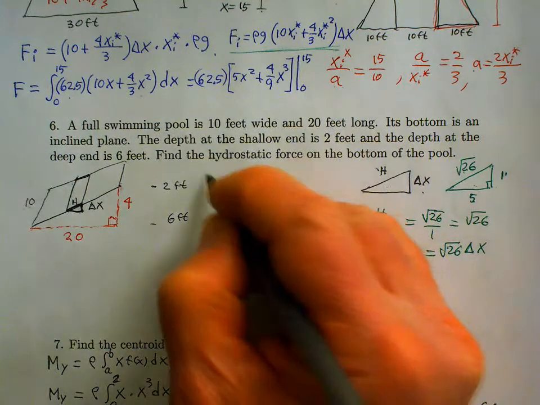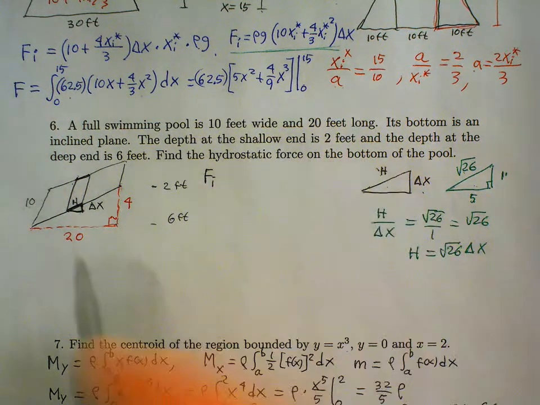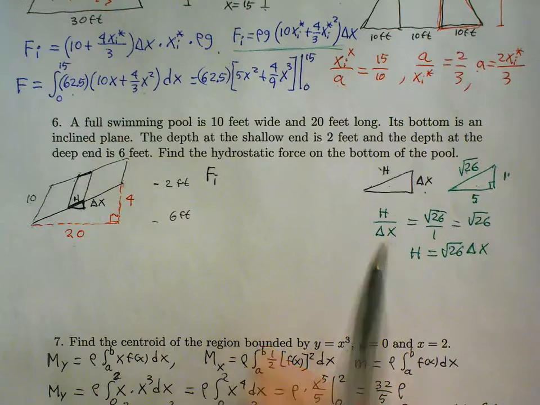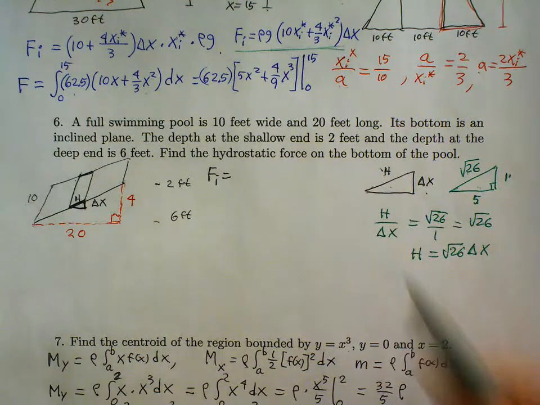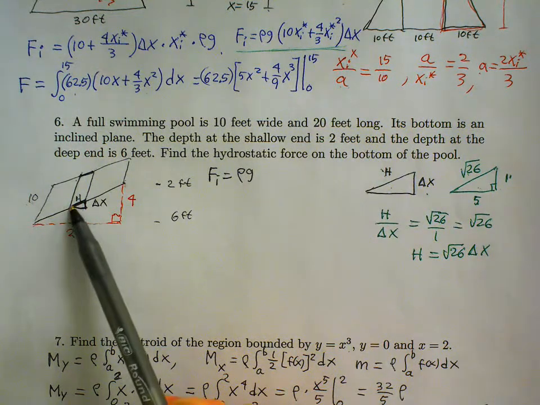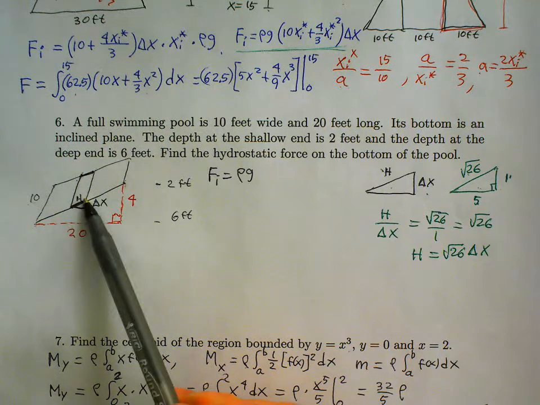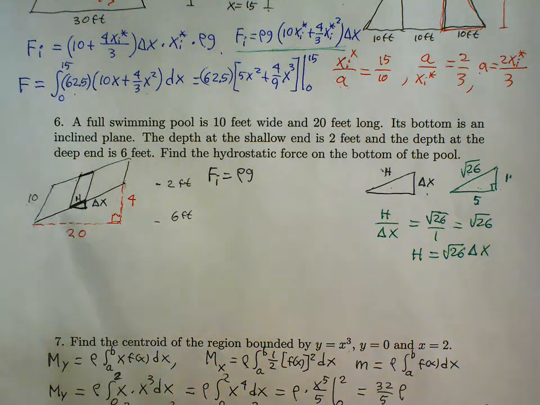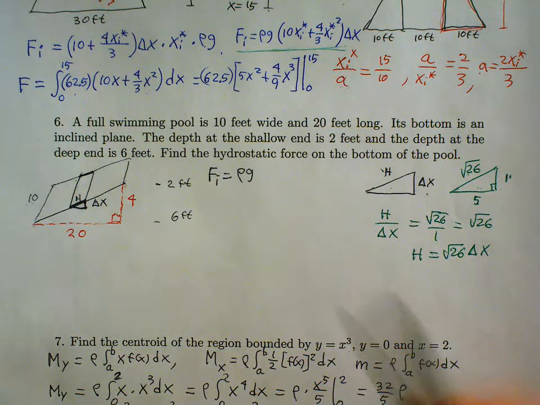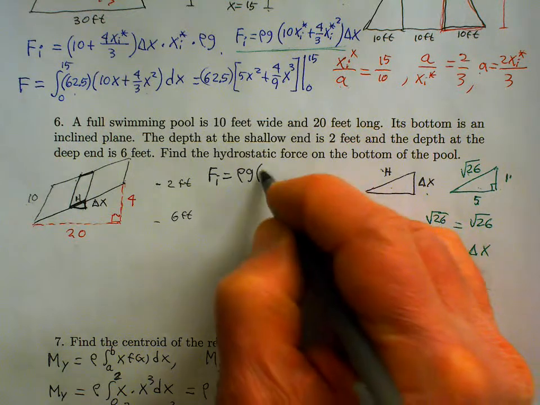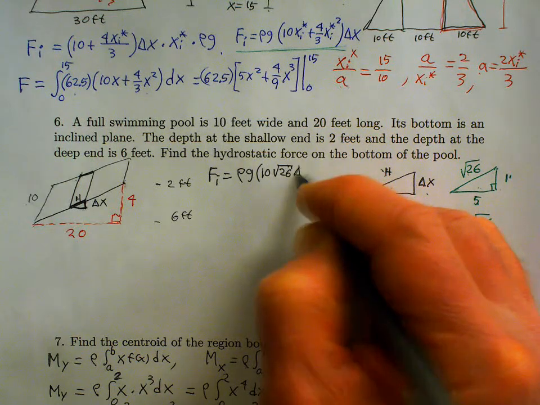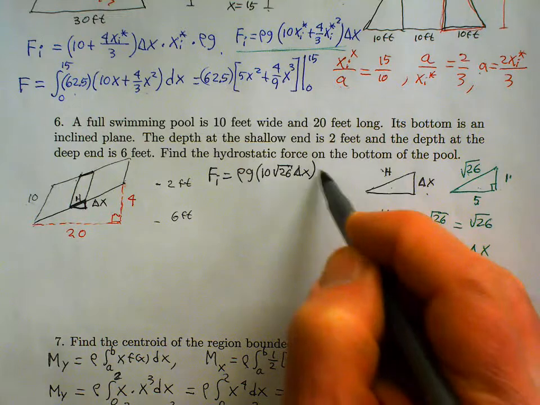Okay, so the hydrostatic force on this rectangle is rho times g, and then the area of this rectangle is 10 times h, but h is the square root of 26 times delta x. So it's 10 times the square root of 26 times delta x, and then multiplied by the depth.